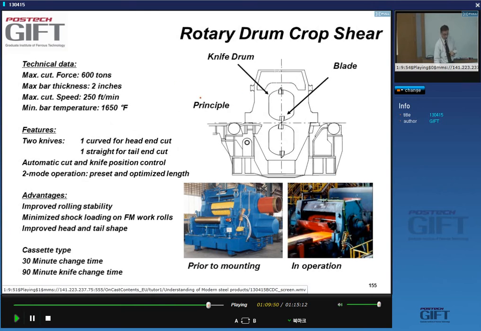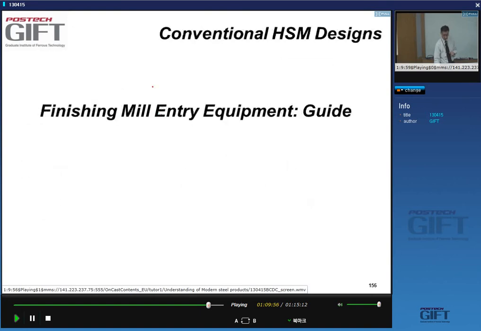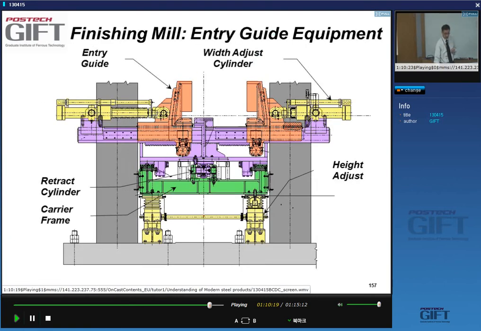And this is an example here. You can get some details of these rotary shears at the entry of the finishing mill. The width of your strip can vary, yes, so in order to direct the strip perfectly in the middle of your finishing mill, you have entry guides to the mill that's here, so the strip moves nicely where you want it at the entry of the mill.